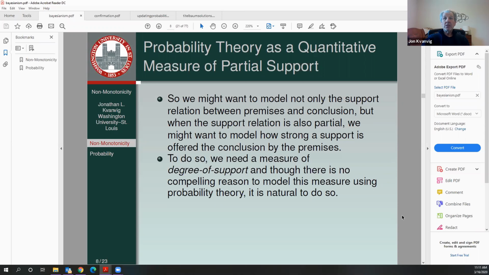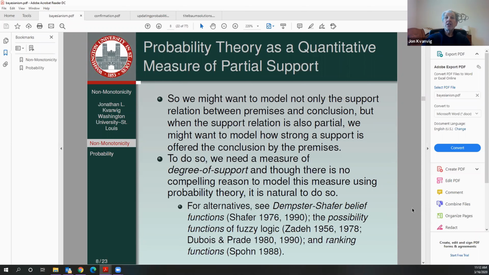The reason it's natural to do so is because it does give you a gradable notion of support between premises and conclusion, or between one claim and another claim. And second, it's a well-developed, well-defined mathematical theory. So you don't have problems messing around with material that's not well understood in the formal sense. So that's what we are going to do. Now, this is not the only approach to non-monotonic logics. There are a number of different approaches. Here are some that you could do.